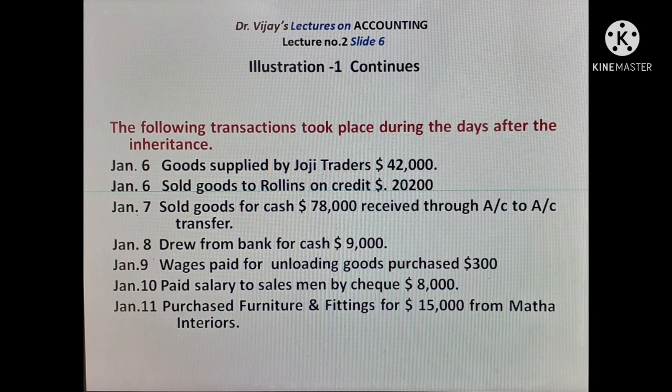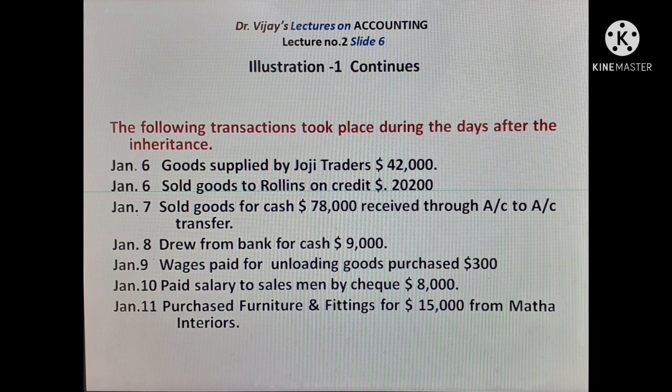Joji Traders has supplied to Sabu's firm goods of the value of $40,000. That means Sabu's firm has purchased the goods on credit. Wherever in transactions of buying and selling, if the name of the party from whom bought or to whom sold is specified, it should be understood as a credit transaction, unless it is clearly stated as a cash transaction. Here the name Joji Traders is given, and nothing is mentioned about whether cash is paid or not. So it should be understood as a credit transaction.